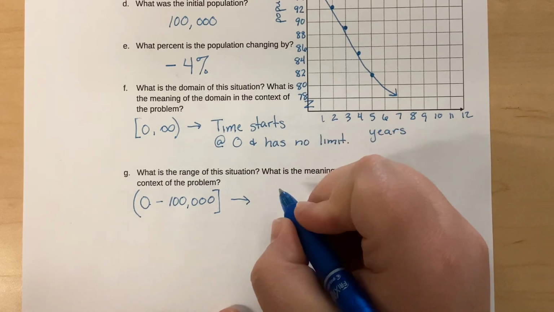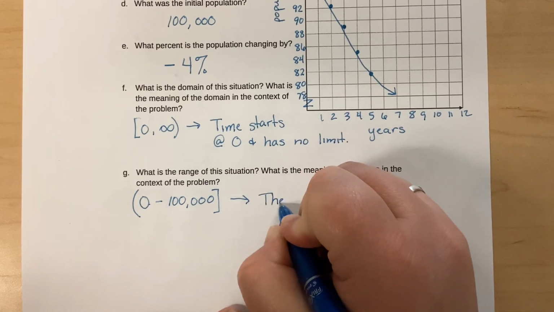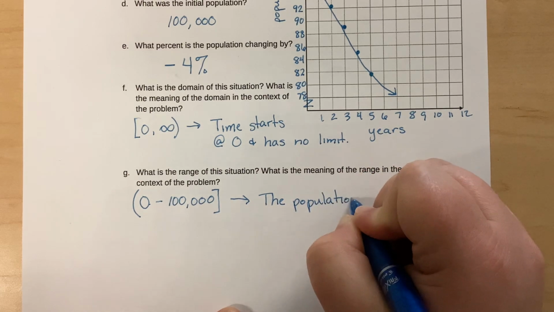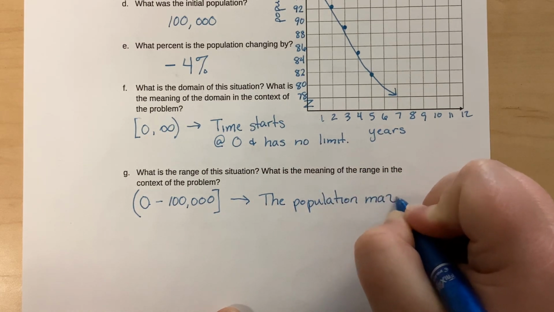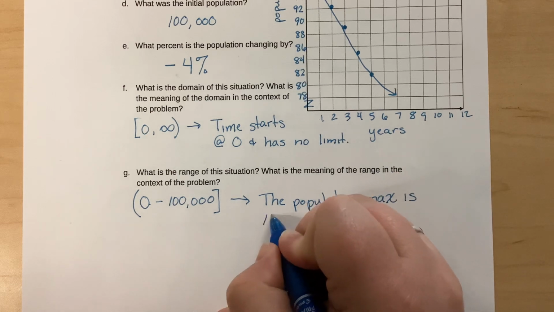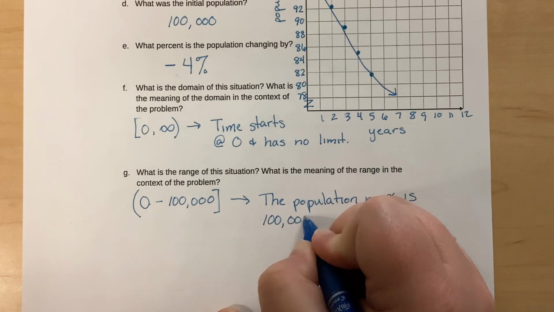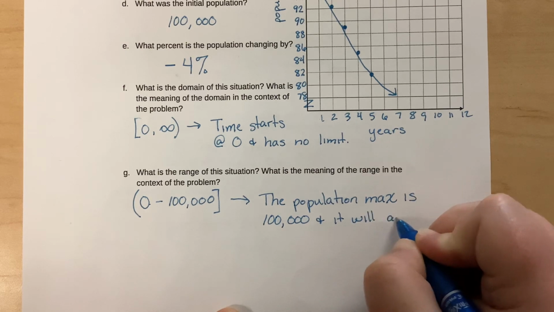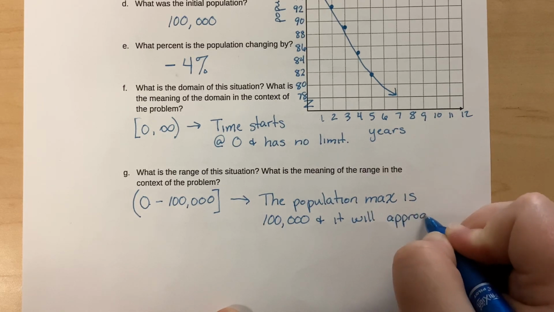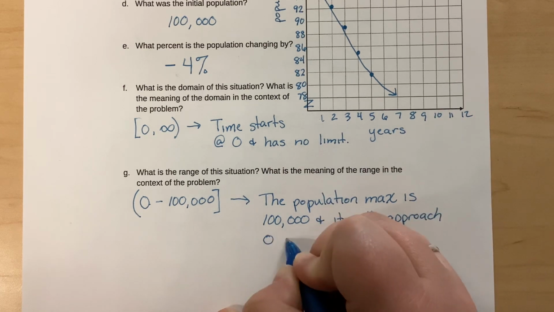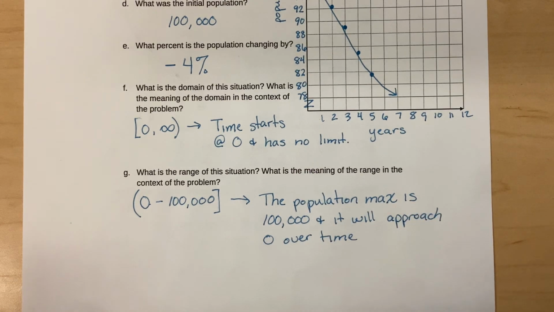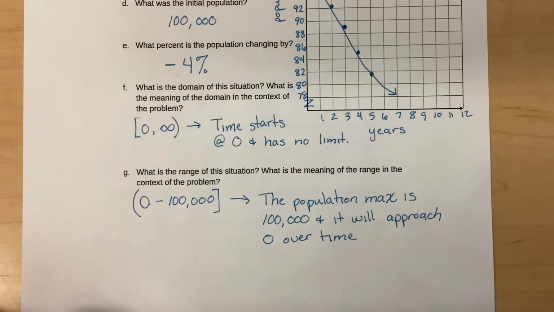Okay, so the population max is 100,000. And it will approach 0 over time. And that's it. That's how you use Desmos to graph an exponential function.